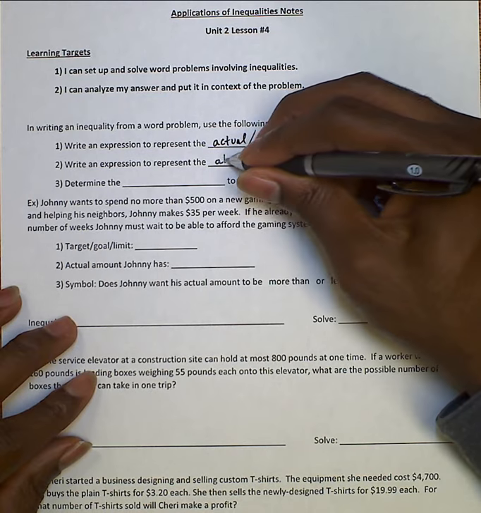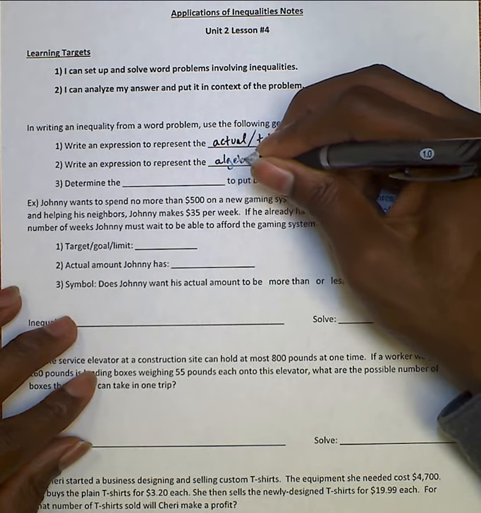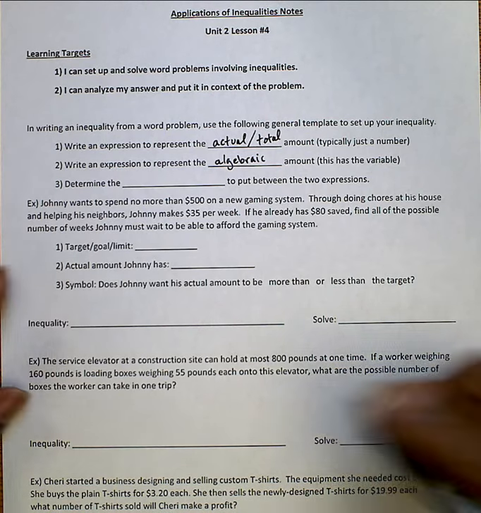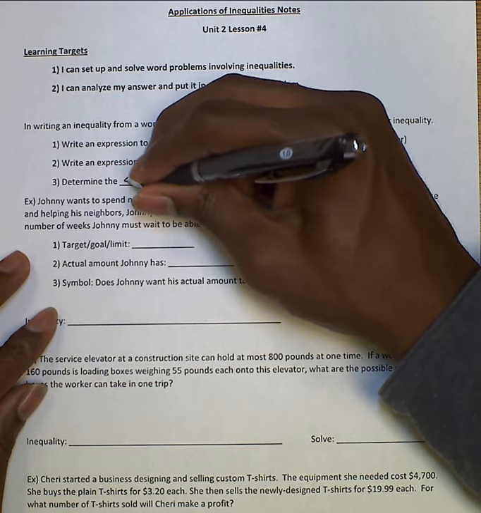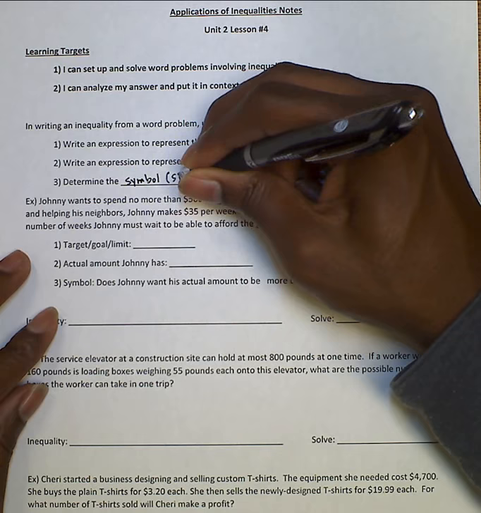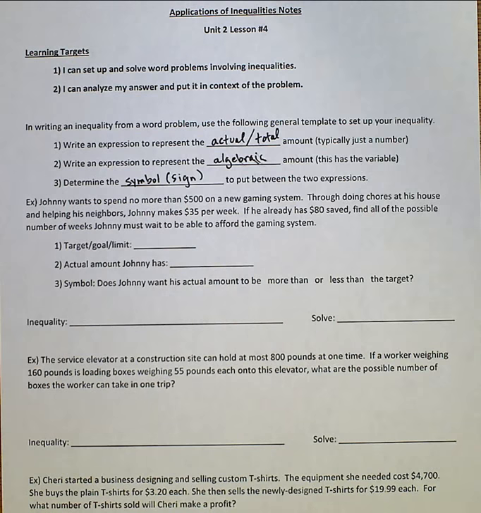That typically will involve the variable, and that's why I'm saying algebraic. Not necessarily that it's more algebra than the other side. Then what you're going to do is determine the symbol or the sign to put between the two expressions. If that doesn't make sense to you, then follow along with this example so we can see how it goes.